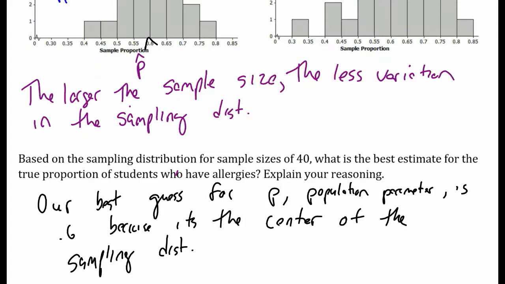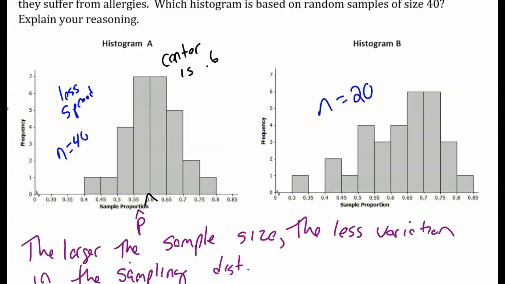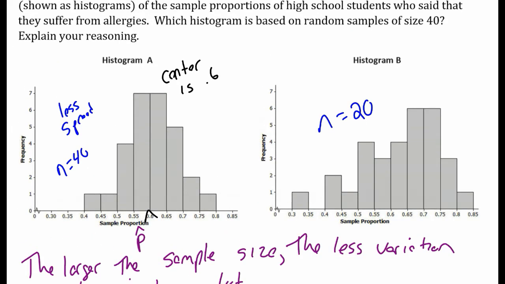So there's that thing called the central limit theorem that we talked about in class that said the bigger your sample size, the less variation, and our sampling distribution is going to be centered about that true population mean. The center of the sampling distribution is going to be close to the true population parameter that we don't know.